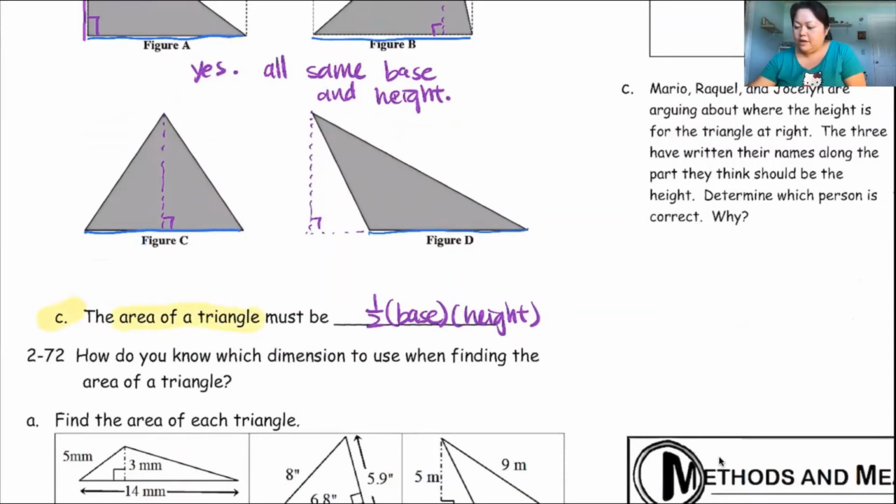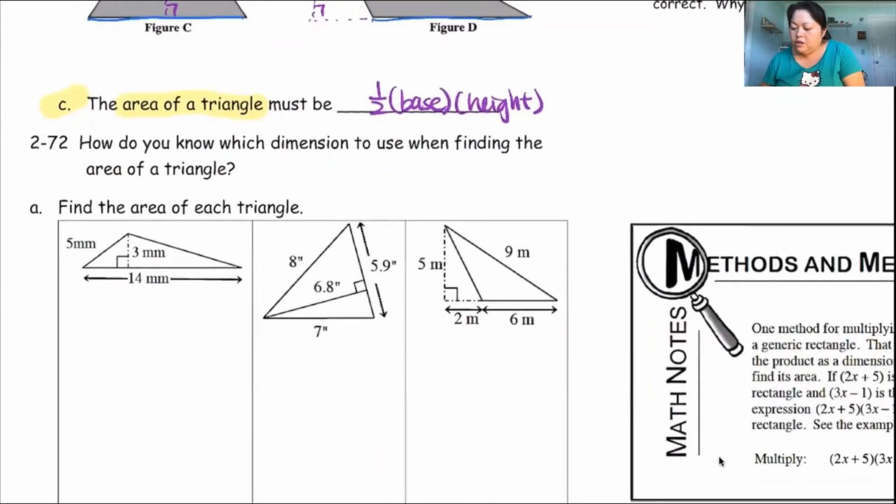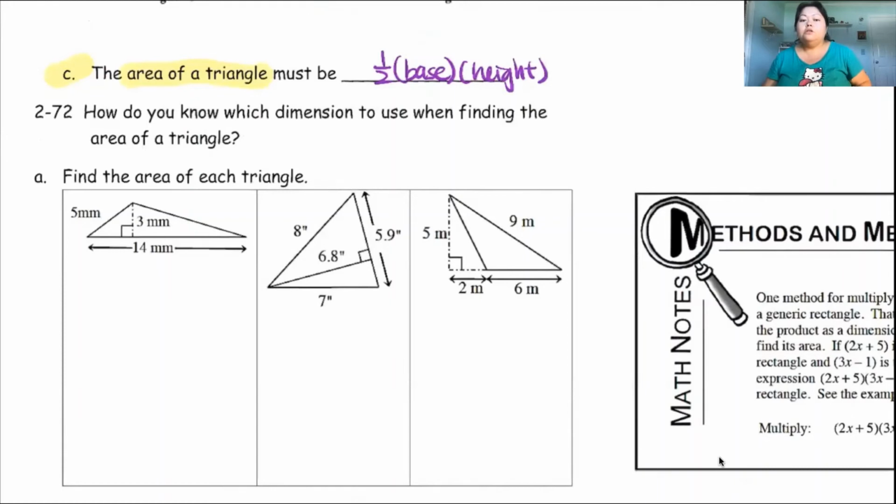All right. So let's see if we can use that same idea to help us with the next problems. How do you know which dimensions to use when finding the area of a triangle? I briefly went over that in the previous problems, but you are looking for the base and the height that make 90 degrees. So in part A, here's your base, 14 millimeters, and here's your height, 3 millimeters. That 5 millimeters on the side, that slant, doesn't do anything for us. It's just extra information. So the area of this will be 1/2 base times height, which gives us 21 square millimeters.